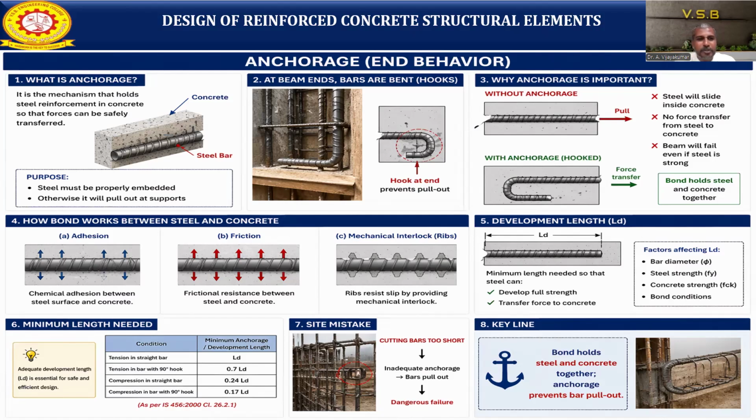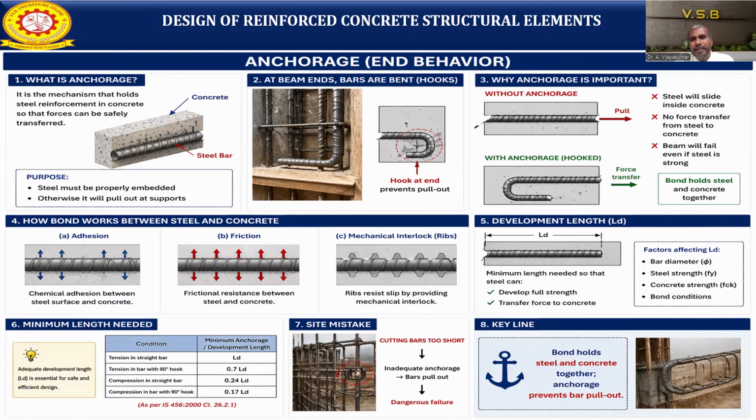So already we discussed the working mechanism of the bond between steel and concrete. This is the fifth point. Now we come to development length. As per code, development length notation is given as Ld. It is the minimum length needed so that steel can develop its full strength. Then the load also will be transferred to the concrete. What are the factors affecting the development length? Bar diameter, the steel strength of the bar, concrete strength, and the bond condition. These will affect the development.